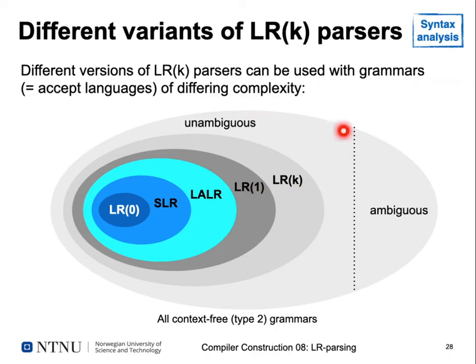And still we can have additional grammars which are unambiguous, and then we have this part to the right here, which would be ambiguous grammars, which would be very difficult to parse. Still, all of these are context-free type 2 grammars, so this is just one of the elements of the Chomsky hierarchy, and you see even inside of the context-free languages you can have different variations.